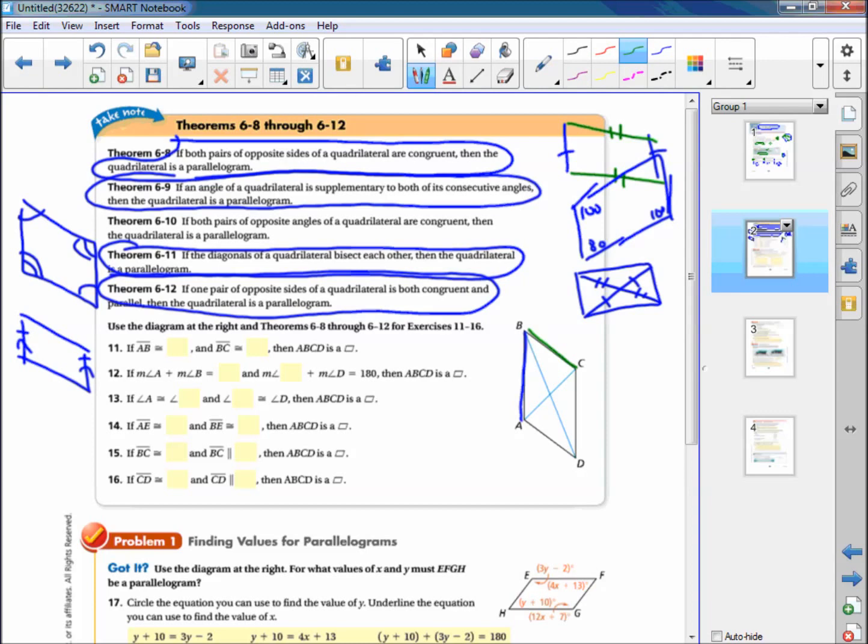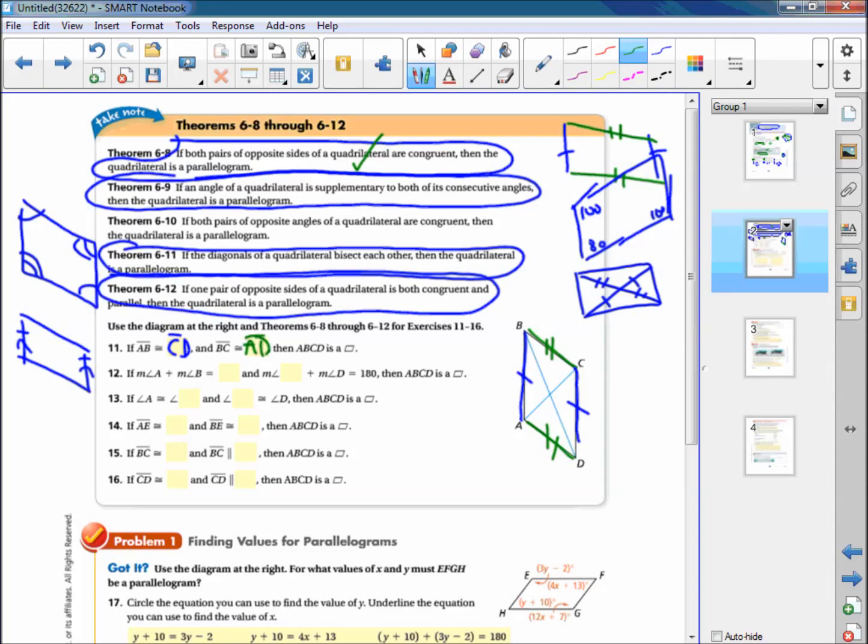All right, so we're supposed to use 6-8 through 6-12. So if the opposite sides of the quadrilateral are congruent, then we have a parallelogram. So that's what they're going for here. AB is opposite of CD, so these have to be congruent. And BC is opposite of AD, so these two would have to be congruent to get a parallelogram. So this is AD. Okay.